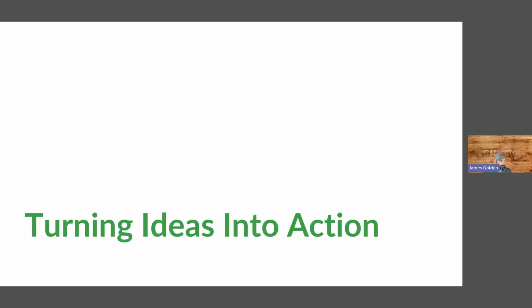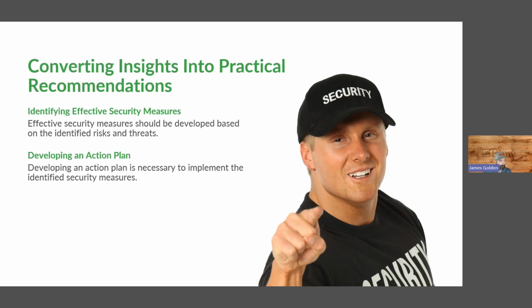All right, so how do we actually get this done? Converting insights into practical recommendations. We need to identify effective security measures. Based on the applications that you found and the authentication methods allowed, we go through and determine what's the biggest bang for your buck that we can implement off the rip for zero trust. That may be MFA. That may be something as simple as moving from basic antivirus to an EDR antivirus. But based on that risk assessment, we develop an action plan to implement the necessary security measures.